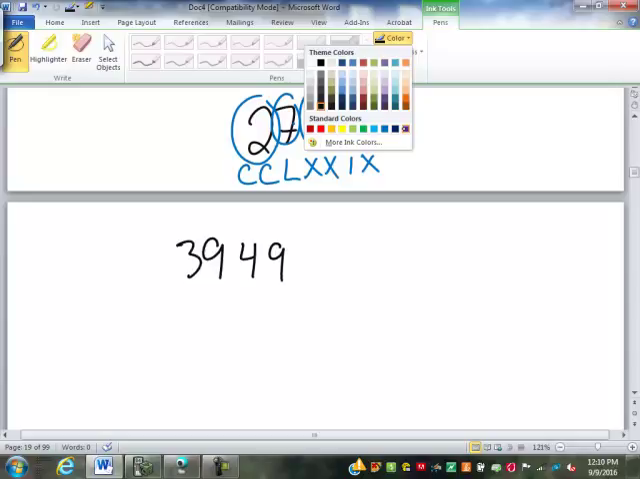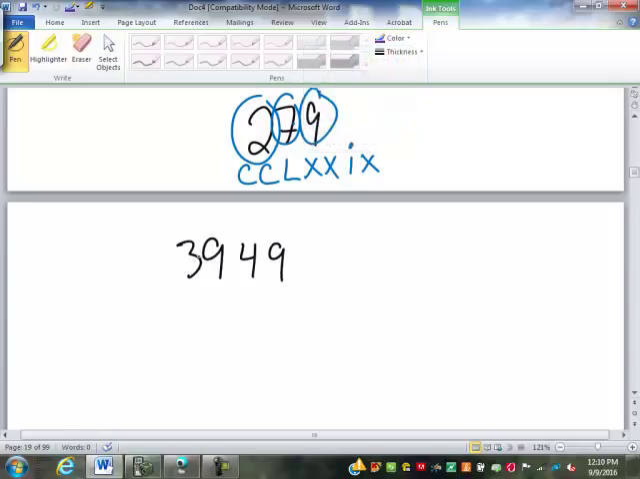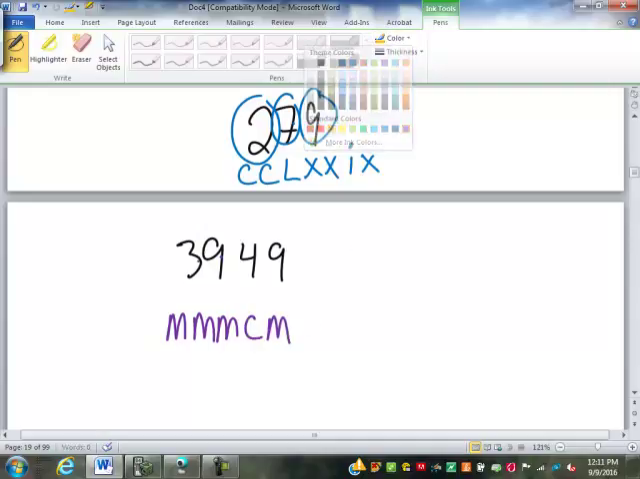Now let's go through this one. 3,000 is going to be MMM. 900: I can do 500 plus 4 100s, but that'd give me 4 C's in a row. So instead I'm going to do CM. Since the C is the smaller symbol, that means that the C is being subtracted from the 1,000 to give me the 900.